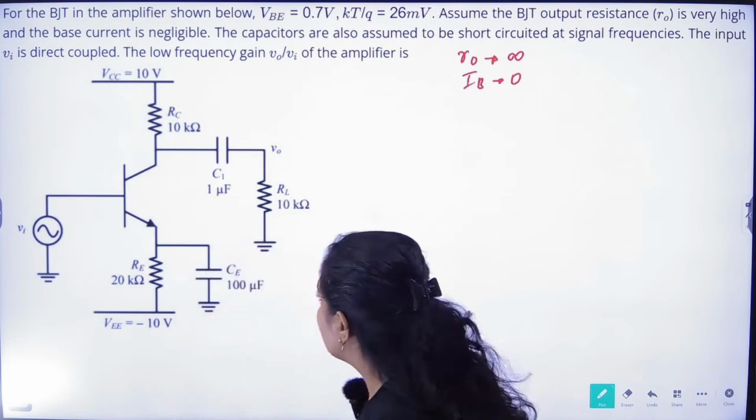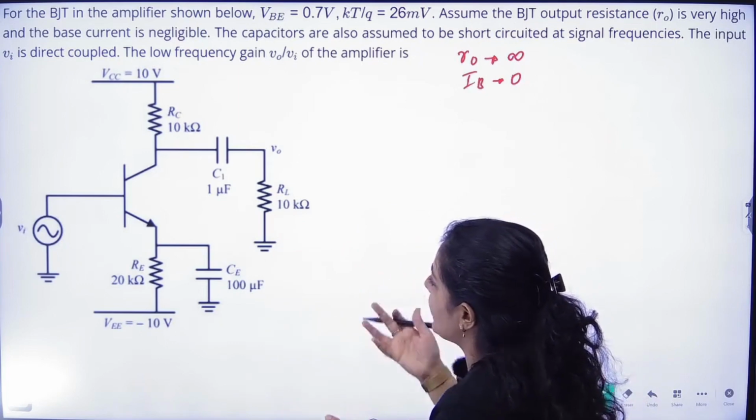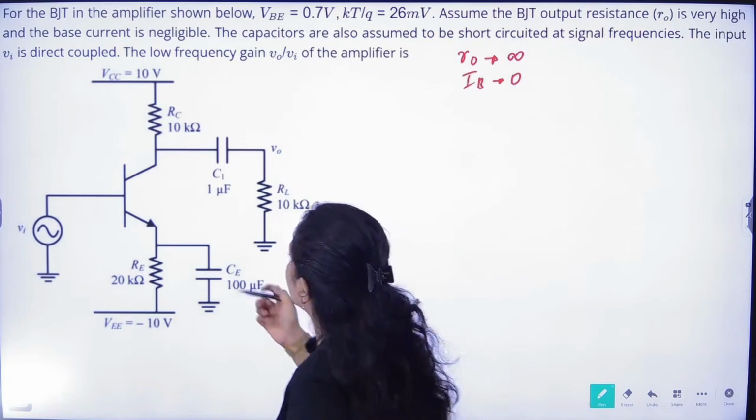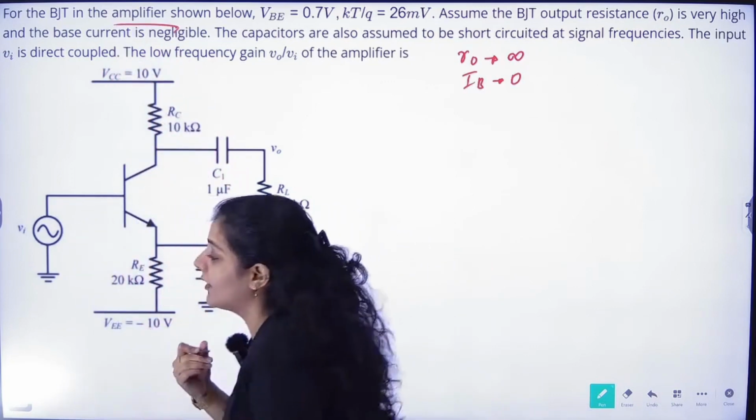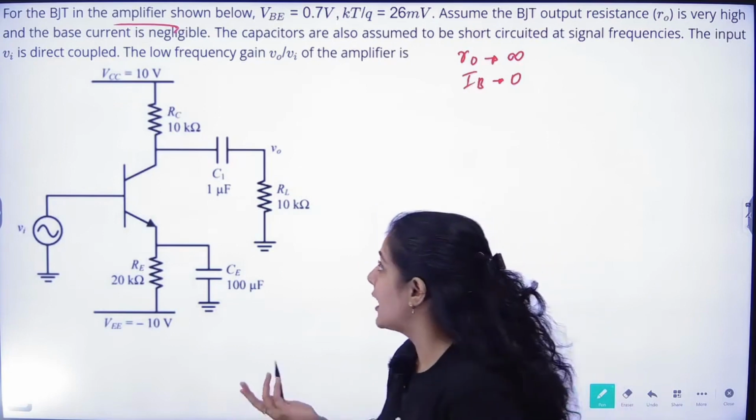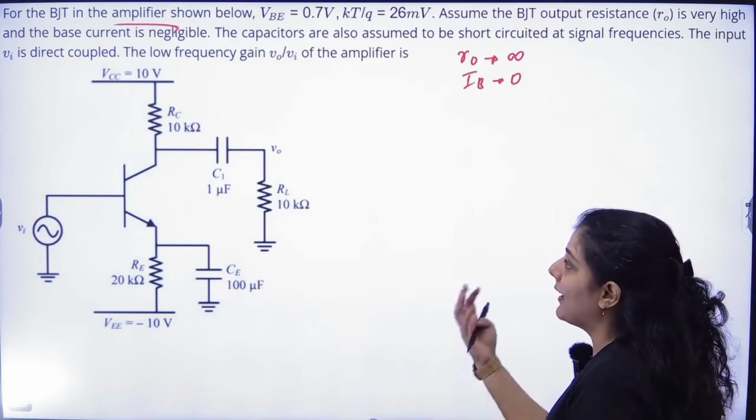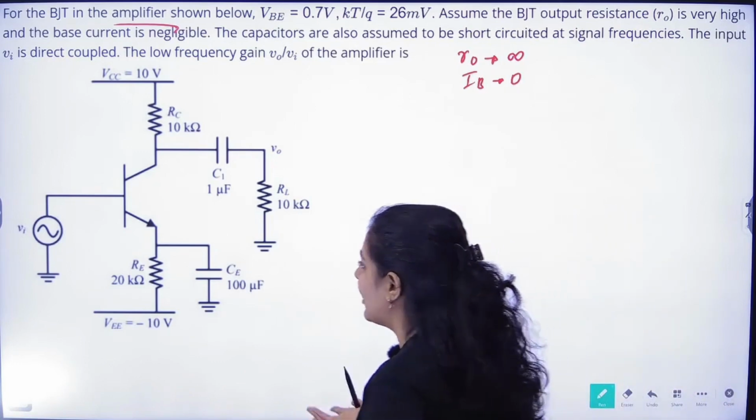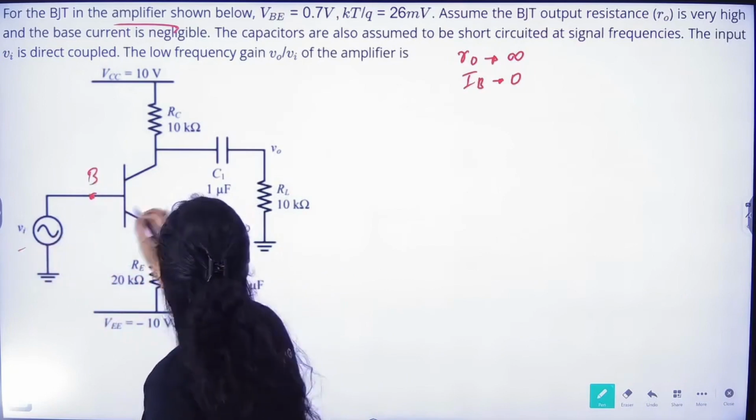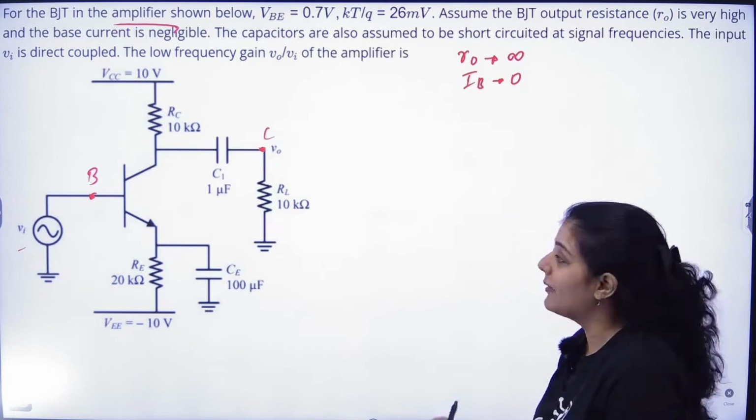Now you first have to analyze which type of amplifier this is. It is not given. They have just drawn the amplifier, they haven't given us the configuration, whether it is common emitter, common base, or common collector. You just have to check where we are giving the input and where we are collecting the output. That will give the configuration. The input is given to the base, and the output we are collecting from the collector. So this is common emitter.